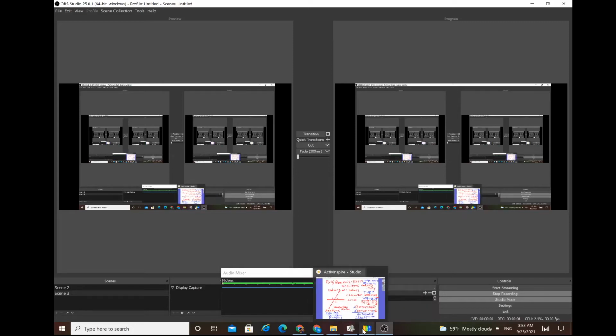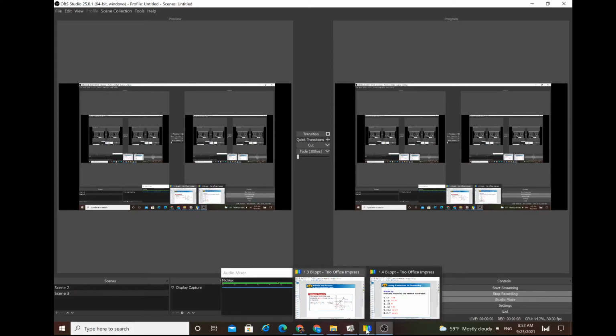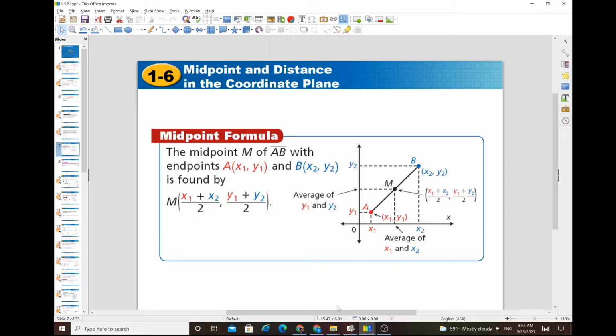So today I would like to go over the midpoint, the distance formula, and the Pythagorean theorem. Okay, so let's take a look at this slide right here.